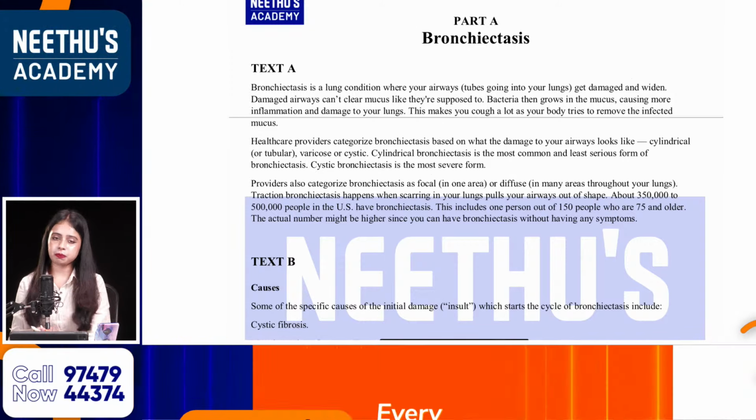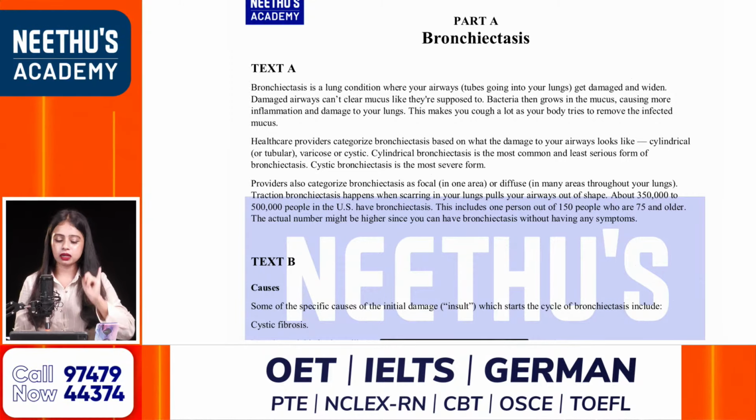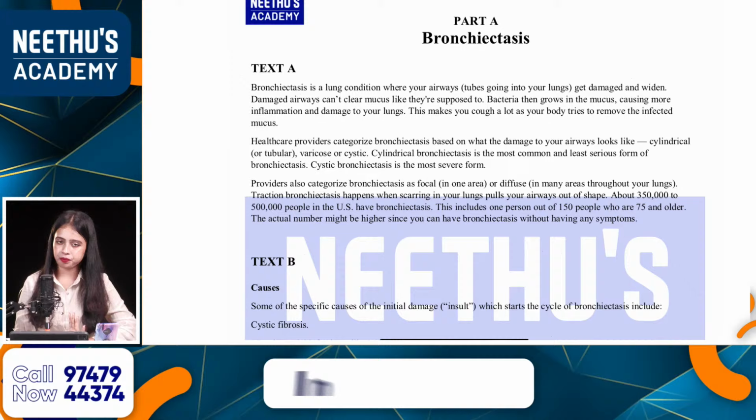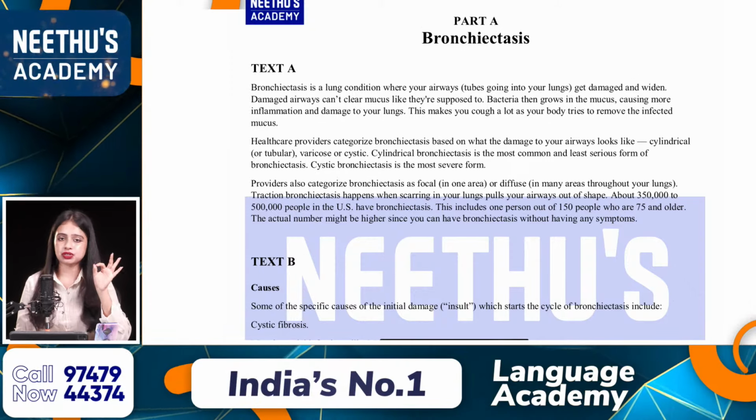Coming back to part A, when you take part A, we have four different texts: text A, text B, text C and text D. When you read these texts, I will say you have to read each and every line.